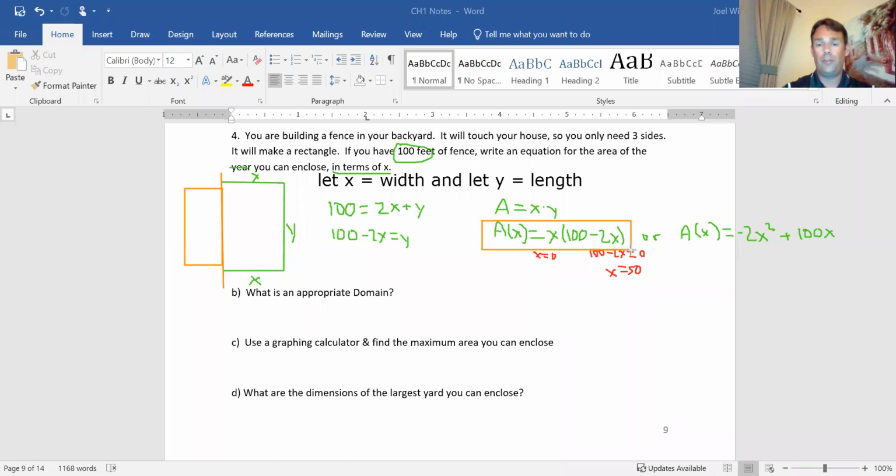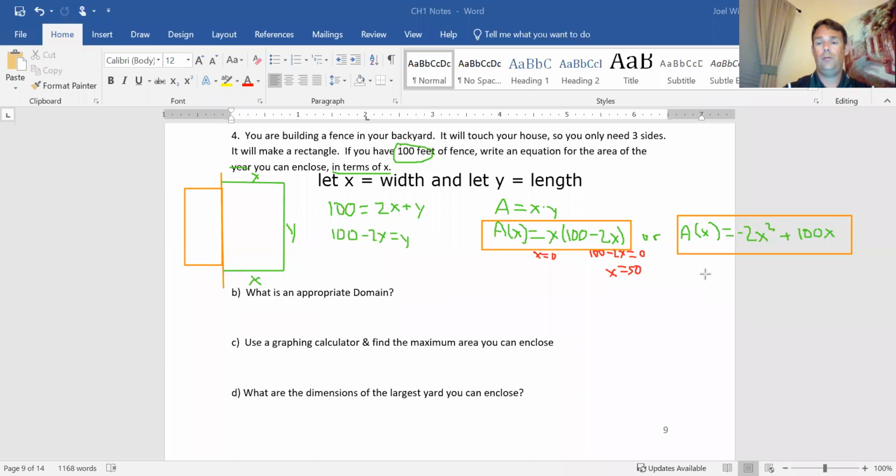Now, on part A, they asked us just to figure out the equation in terms of x. So this would be the answer to part A. But what I'm doing now is looking at this knowing it's a parabola, and I can use that parabola to help me figure out where my domain is.